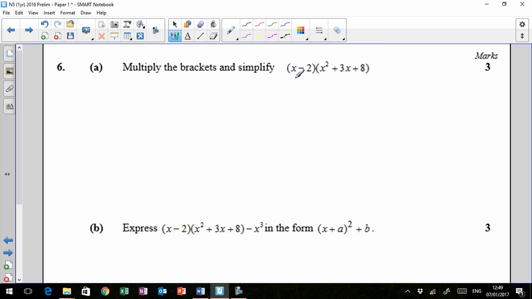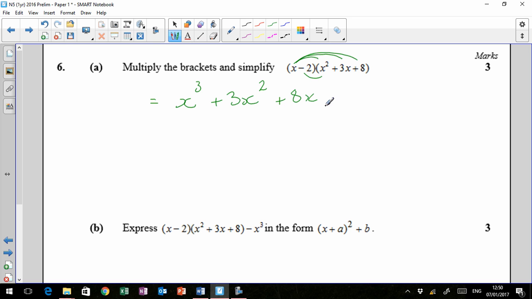Okay, we've got our rainbows. This x is going to multiply by everything. So firstly, x times x squared is x cubed. Then x multiplies by 3x, which is 3x squared. And then x multiplies by the 8, which is 8x.